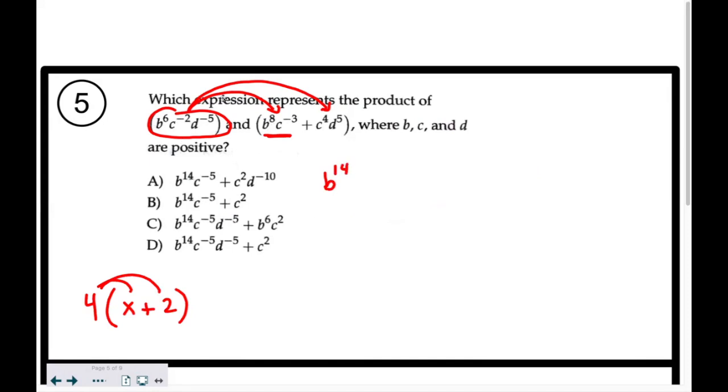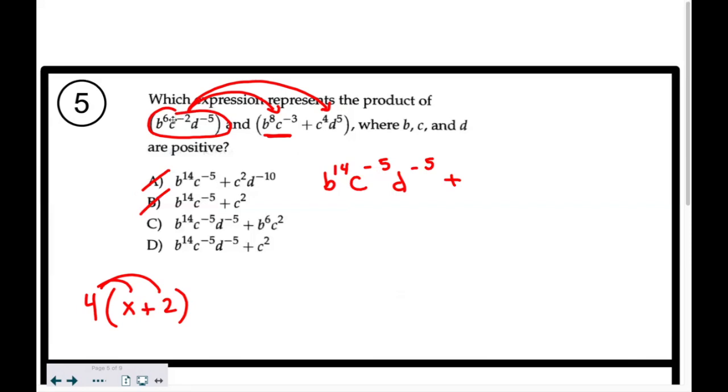And the c to the negative 2 times c to the negative 3 is going to give me c to the negative 5. And then the d to the negative 5, imagine there's just a 1 here, would also be d to the negative 5. So that's going to be my first term. So I'm going to have that plus something. Now, I want to go through and hope that I only have one answer left. I don't, but I can at least get rid of these two because they don't have the d to the negative 5 in it like they're supposed to. But unfortunately, both of these do. So I can't get away with just doing part of the problem. I'm actually going to have to do the whole thing.